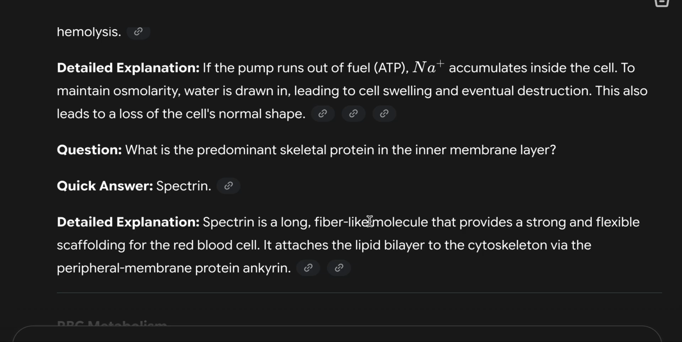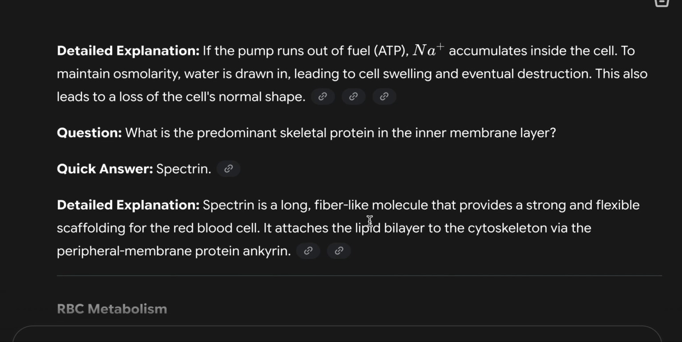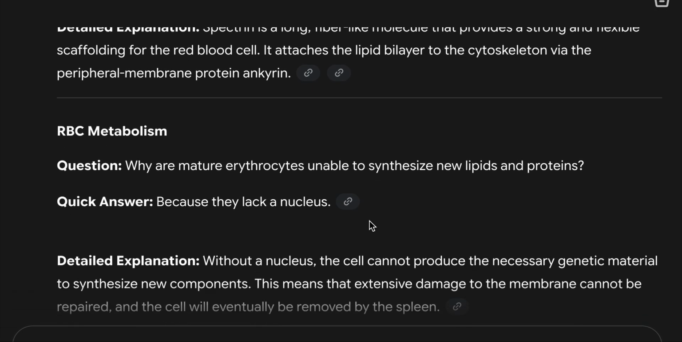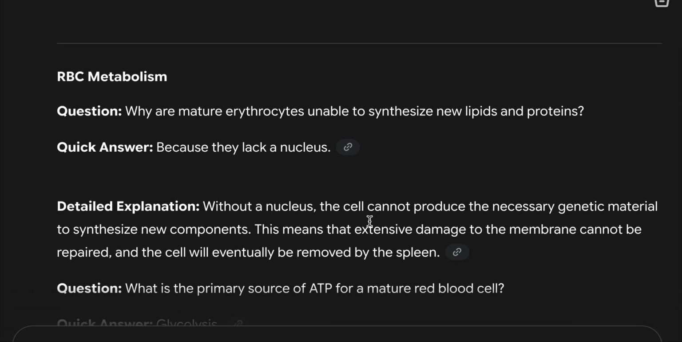What is it that anchors spectrin to the lipid bilayer? It's ankyrin. Ankyrin is the peripheral membrane protein that attaches spectrin to the lipid bilayer. Red blood cell metabolism. Why are mature erythrocytes unable to synthesize new lipids and proteins? Because they lack a nucleus.